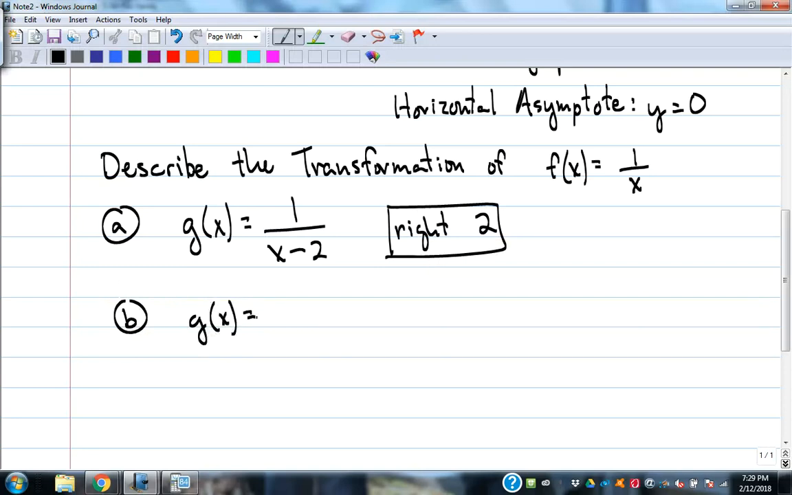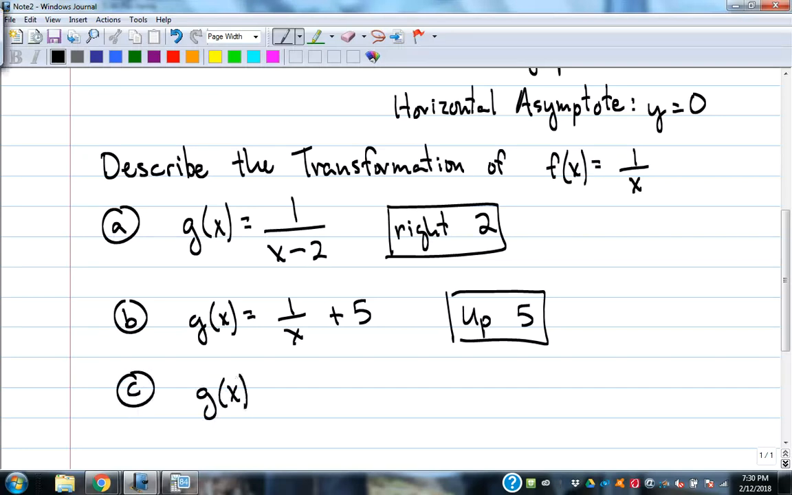If it were g of x equals 1 over x plus 5, that's an outside thing because it didn't happen directly to the x. So that's going to move it up 5. A minus sign on the inside goes to the right. A plus sign on the inside goes to the left. On the outside, pluses go up, minuses go down, like they're supposed to. Okay.